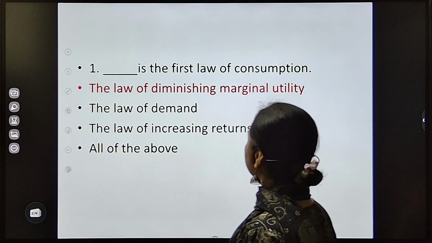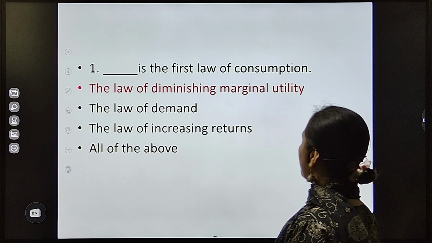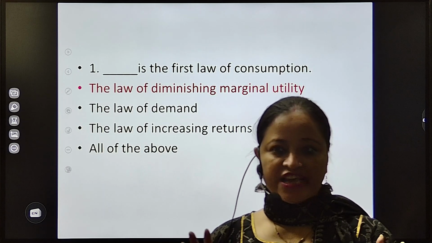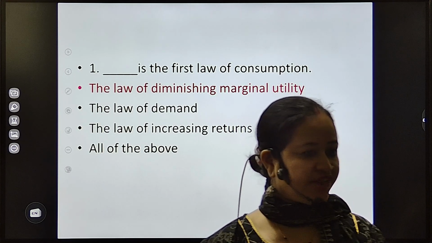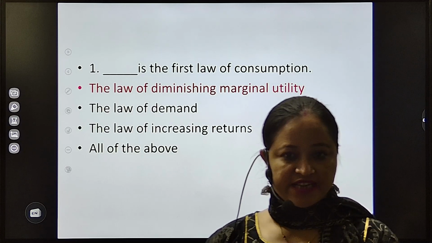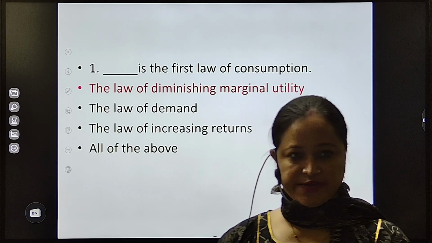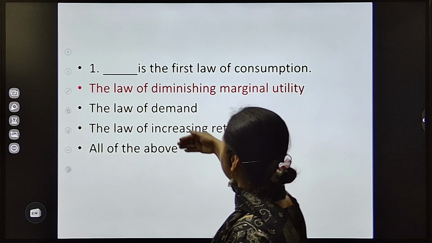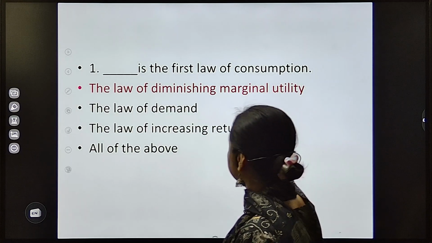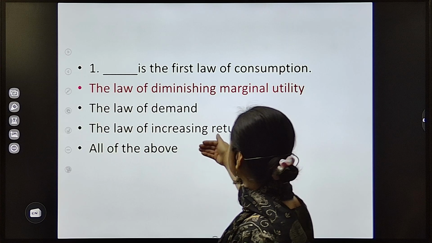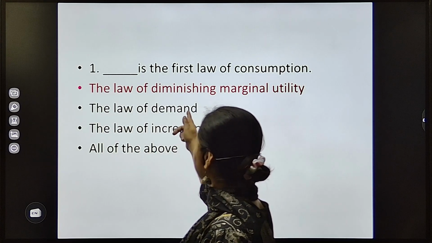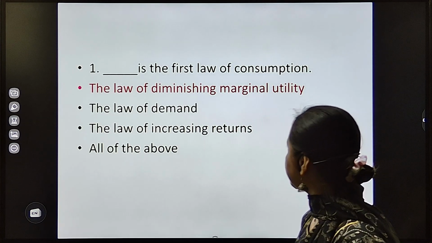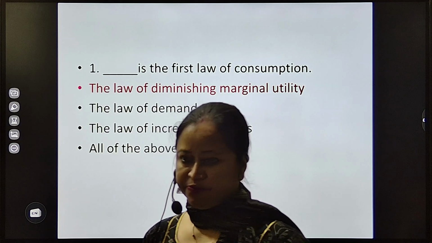Now the next one: dash is the first law of consumption. The MCQs here are from different chapters. As you have all studied economics in your 11 and 12 standard, even if you are from arts. The options are the law of diminishing marginal utility, the law of demand, the law of increasing returns, and all of the above. The correct option is the law of diminishing marginal utility, which is the first law of consumption.